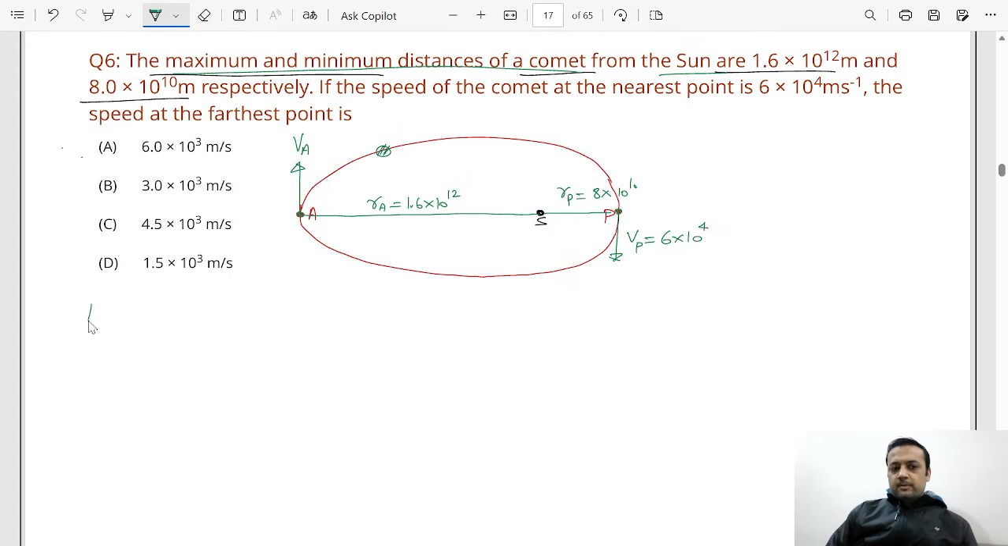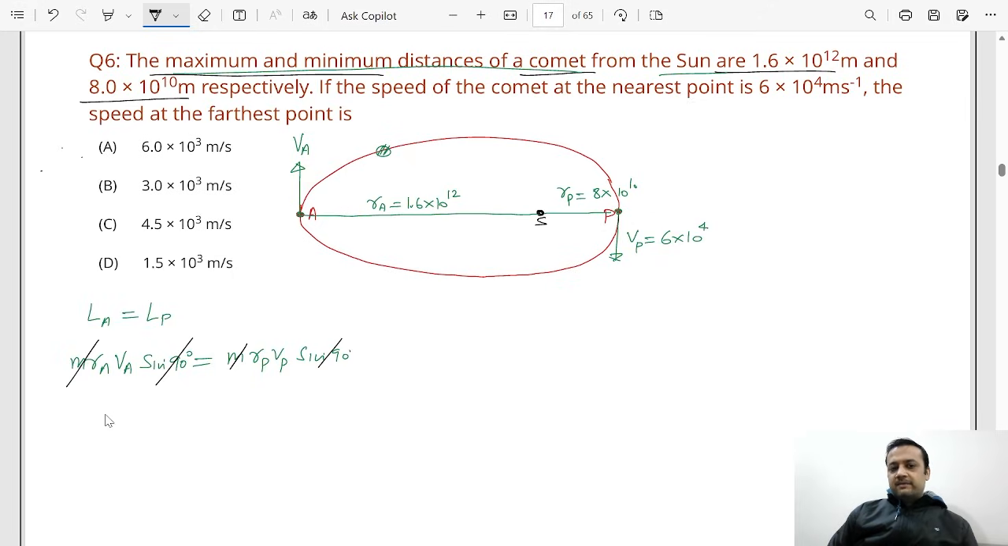So if I write the angular momentum at A or the angular momentum at P, both will be the same. Now what is the angular momentum at A? That is mass of the comet into radius vector RA into VA, and the radius vector is perpendicular to the velocity vector, so you can say m RA VA sin 90. Similarly, at point P, it is mass of the comet into RP into VP into sin 90, because here also RP and VP are perpendicular. So from here, what do you understand?